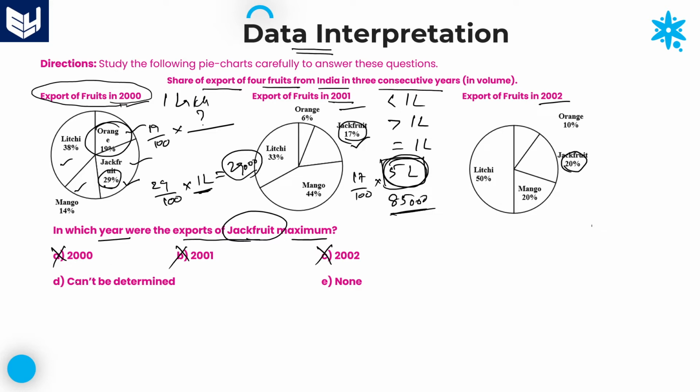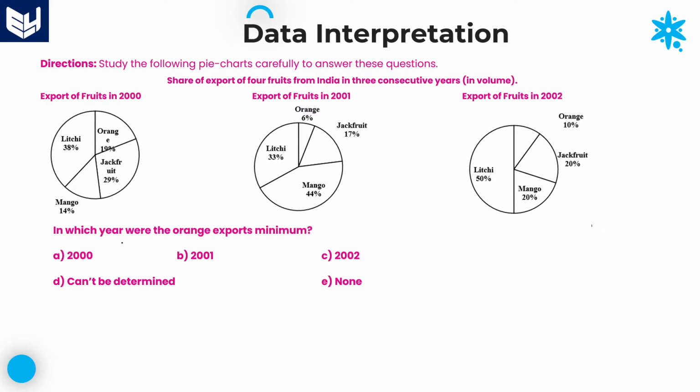So your answer is directly, without any hesitation, if you are familiar with these kinds of problems, you can directly keep the answer as cannot be determined. Cannot be determined is the right answer for this question. No calculations are required. Okay, next question.